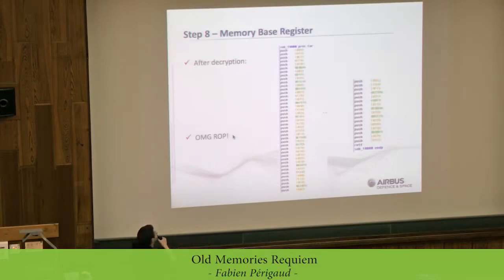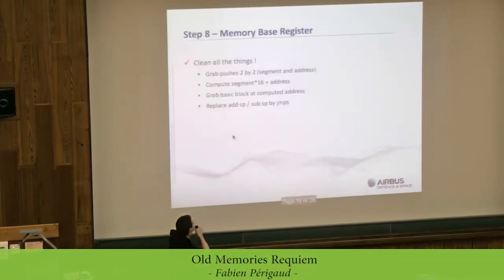So a big bunch of pushes with a far return in the end. This is in fact ROP, return-oriented programming, in real mode. What we have to do now is take each of these values two by two, because the far return instructions grab the two values on the stack, one for the IP register and one for the segment. So we grab the values two by two, and we compute the segment multiplied by 16 plus the address.